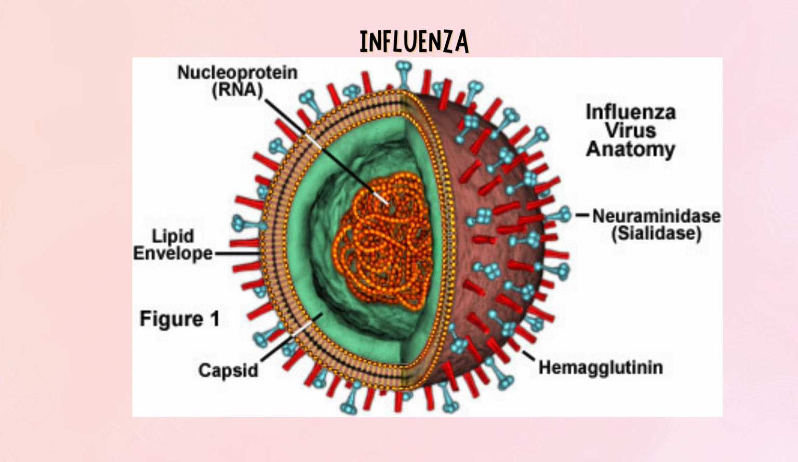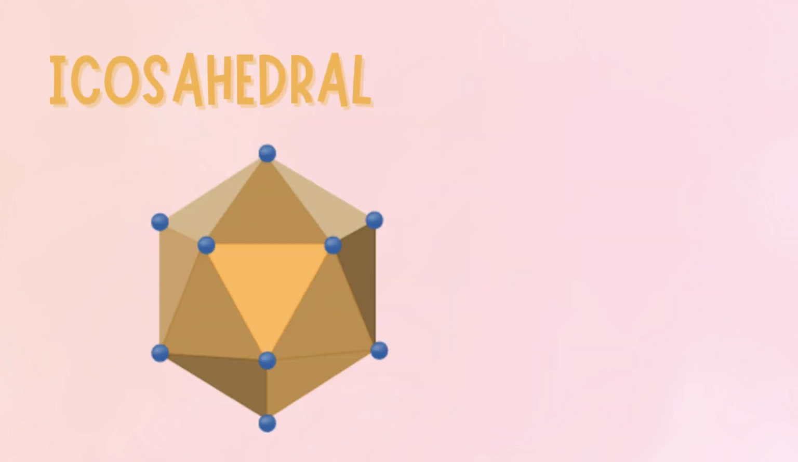Next, we have the icosahedral viruses, and these viruses are characterized by their symmetrical, roughly spherical shape that is formed by 20 equilateral triangular faces. And this is a big complex structure, but it provides a highly efficient way to enclose the viral genome with a minimal number of capsomers, making it very, very stable.